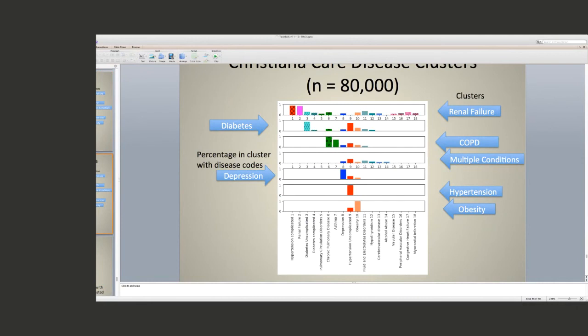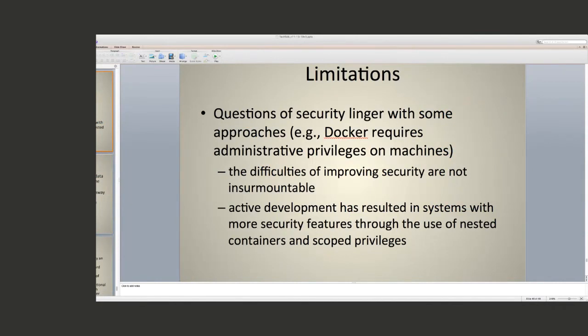And in addition to that, Christiana Care had diabetes and depression in their clusters. MUSC also had depression, but it was kind of spread out. If you had a smaller number of clusters, it was spread out among them, and there are some papers on the significance of depression. We also had similar risk models to predict hospital utilization at Christiana Care that was comparable to that done at MUSC.